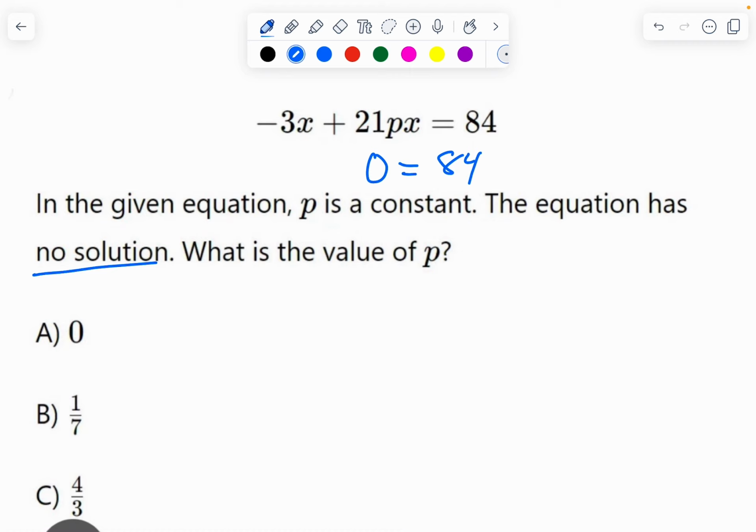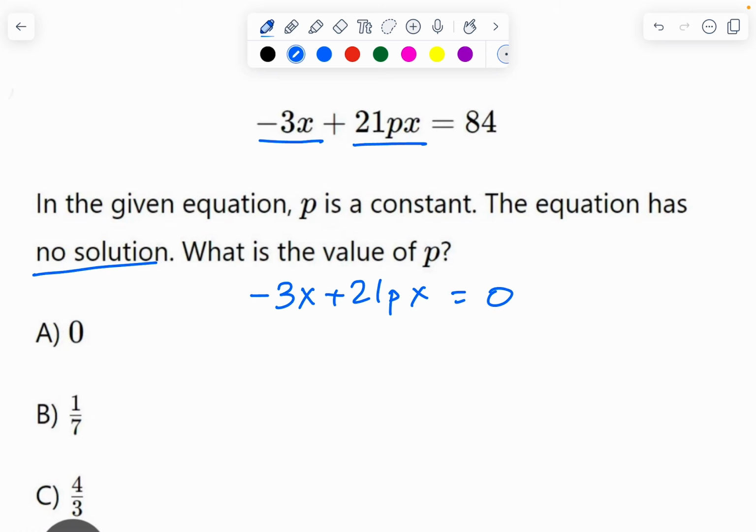Now, if we got something like 84 equals 84, then you have infinitely many solutions. There's no distinct solution, but there are infinitely many that would be accurate. So how do we go about making something false so that there is no solution? Since I've got this 84 over here, I'm just going to leave that alone. I want to see how I can make this negative 3x equal to this 21 px. So what I want is negative 3x plus 21 px to equal 0.